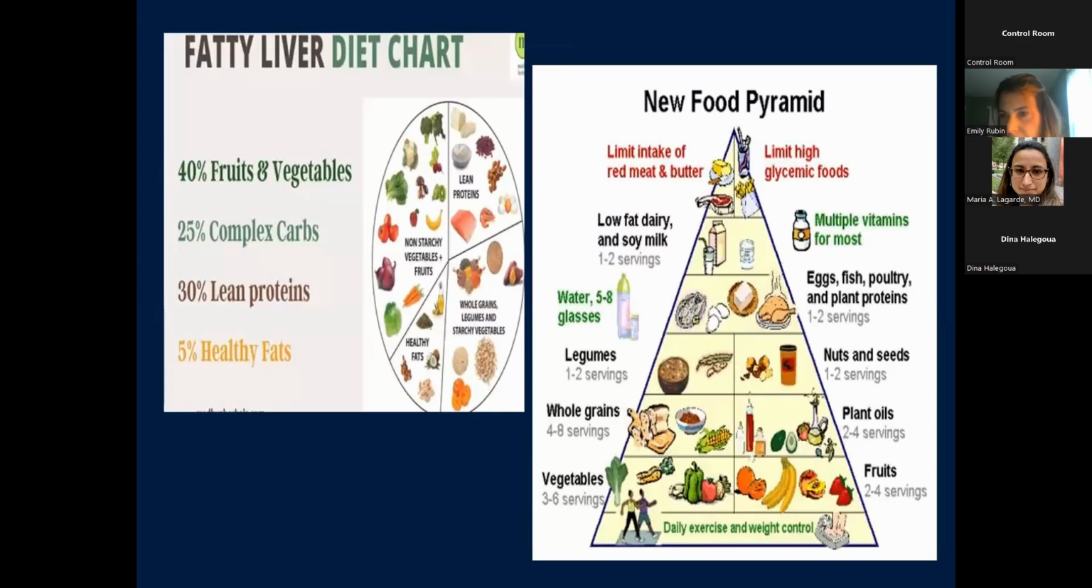So this is basically the fatty liver chart, looking at 40% fruit and vegetables, 25% complex carbs, lean proteins, healthy fats. So we have our 5 to 8 glasses of water a day. This is a little bit of a better pyramid. Our fruits and vegetables still at the bottom, whole grains. Our chicken, turkey, fish, 1 to 2 servings.